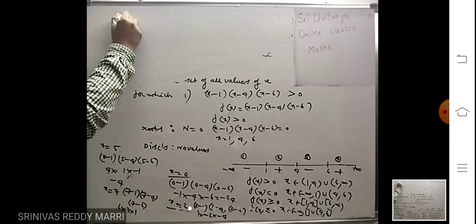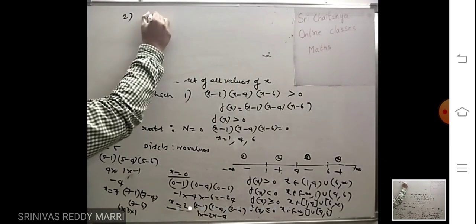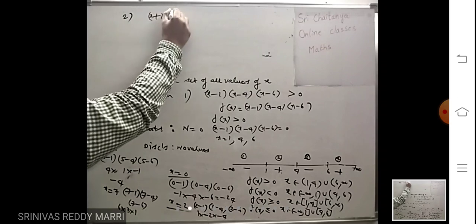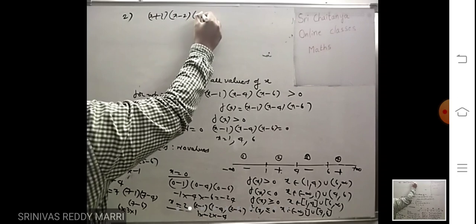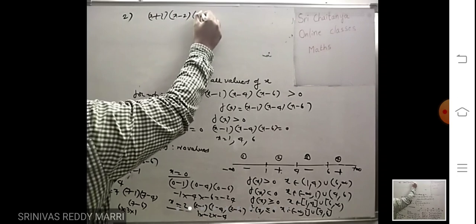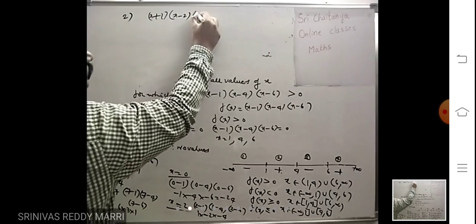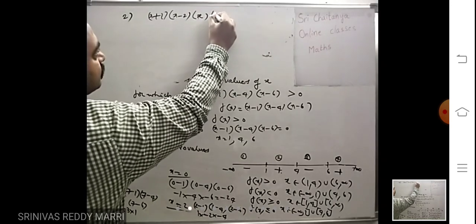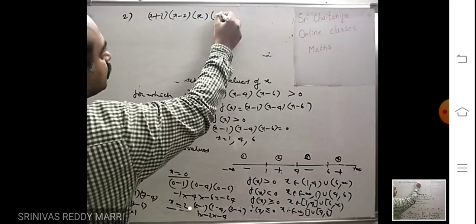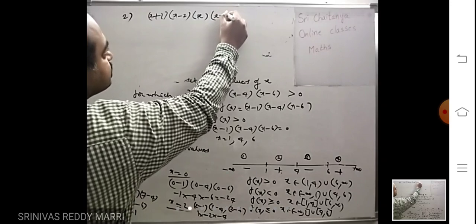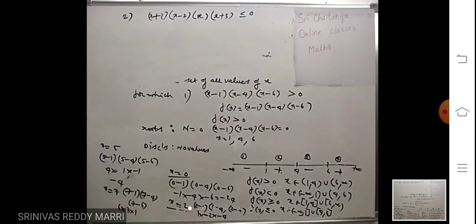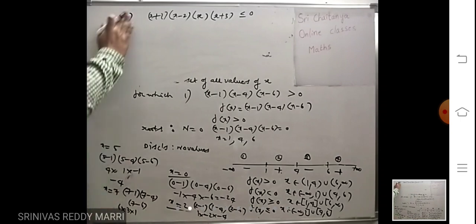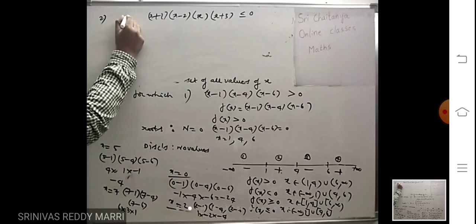So second, let us say it is like this: x plus 1 into x minus 2 into x into x plus 3. I want to solve this less than or equal to 0. Look at the second question. Take this as f of x.